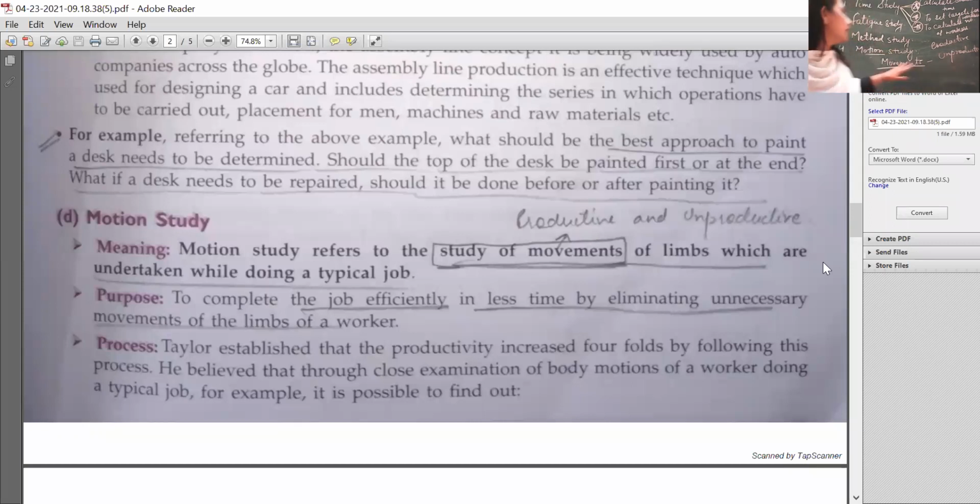Keyword हमारा motion study का यही है. Identify movements. You are supposed to identify the movement if it is productive or if it is unproductive. Then the unproductive movement which is not required. अगला कीवर्ड हमारा क्या है? Unproductive movement should be क्या करना चाहिए हमें अनप्रोडक्टिव मूवमेंट हो तो?